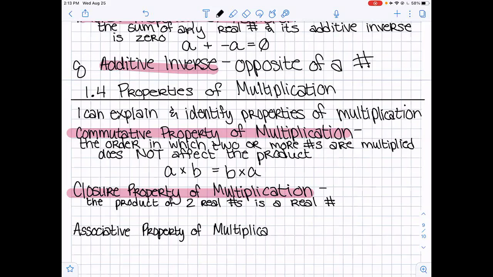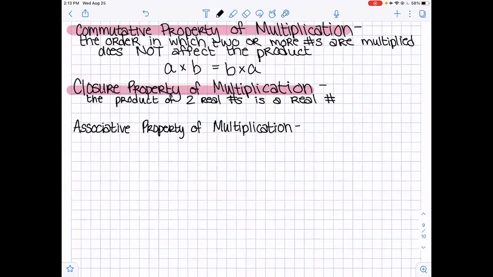Zero times zero equals zero. That is a property. We'll get there.